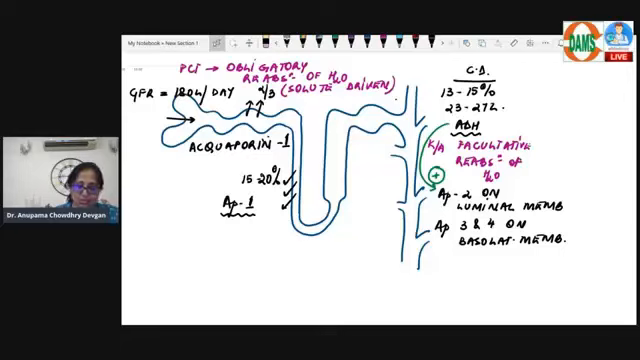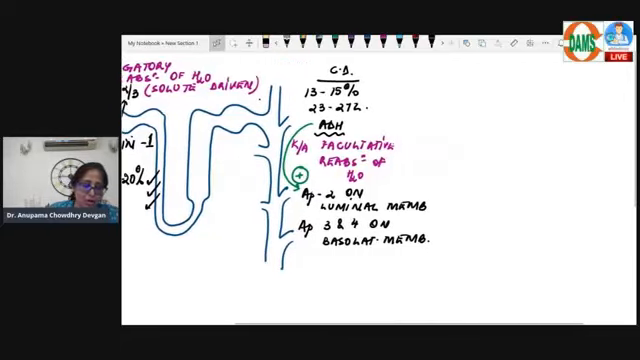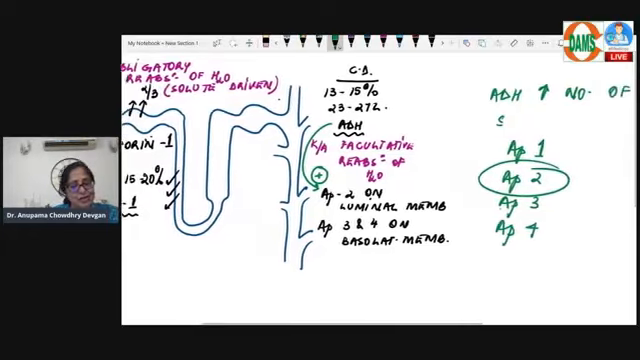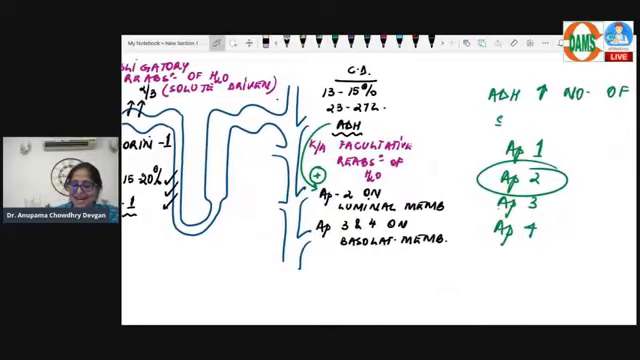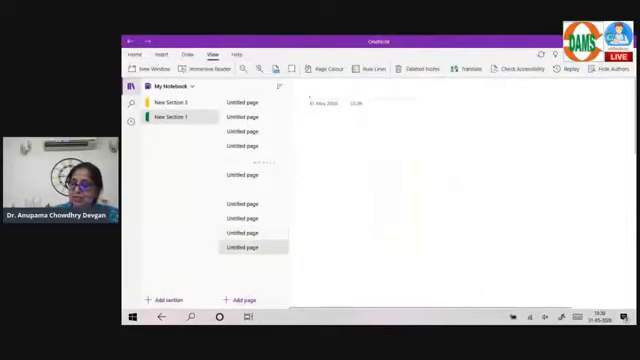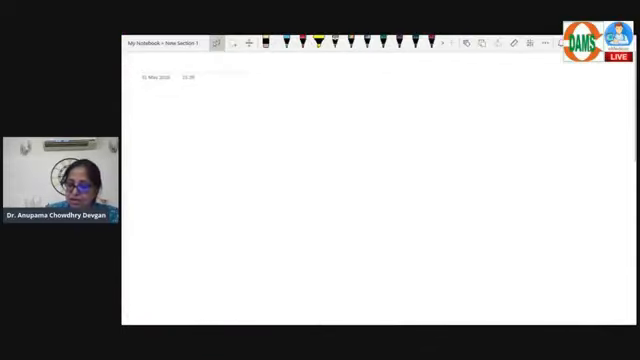So you have an MCQ. ADH increases the number of which of the following? Aquaporin 1, aquaporin 2, aquaporin 3 or aquaporin 4? Answer is aquaporin 2. Aldosterone will not absorb water. Aldosterone is involved in sodium reabsorption, potassium secretion, and H plus secretion.